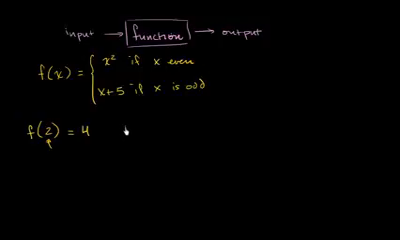Now, what would f of 3 be? Well, once again, everywhere we see this variable, we'll replace it with our input. So f of 3. So 3 squared if 3 is even, 3 plus 5 if 3 is odd. Well, 3 is odd, so it's going to be 3 plus 5. It is going to be equal to 8.